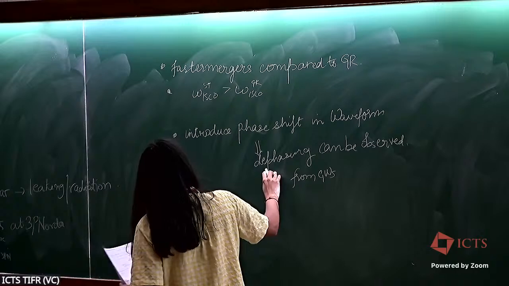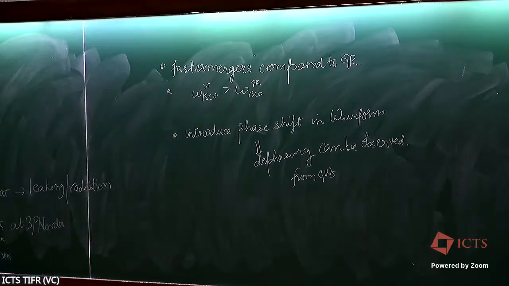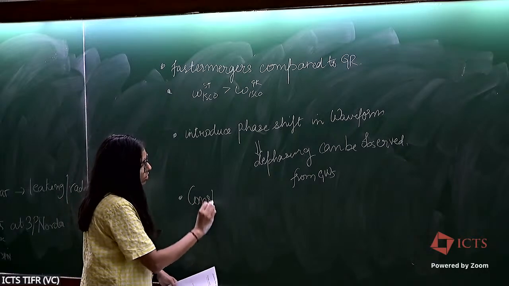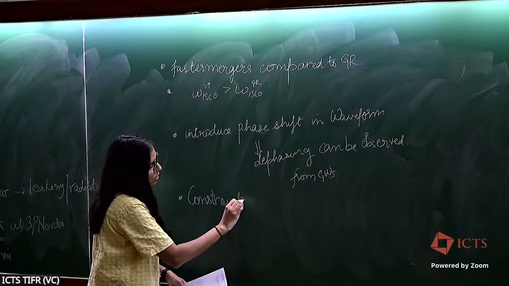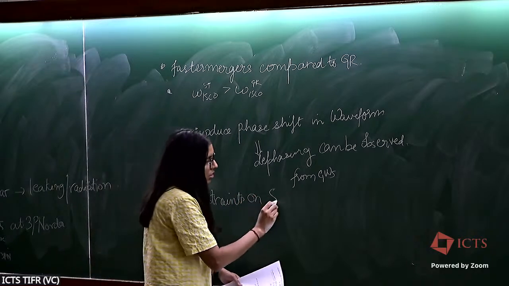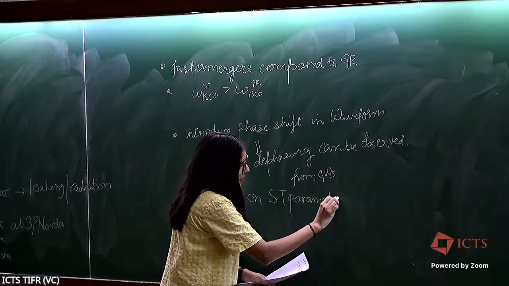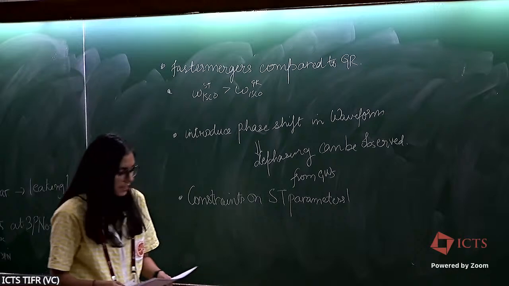And since this dephasing is dependent on these body parameters that you are considering here, like alphas and beta, etc. So we are saying basically if you observe the dephasing, you are putting constraints on these alphas and betas. So you are putting or you are constraining your scalar tensor theories or any other theory, for example. Constraints on scalar tensor parameters.